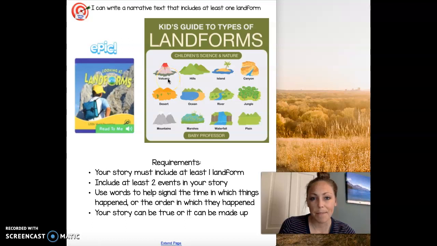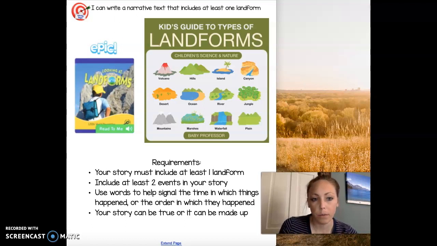Hey first graders, I'm super excited to share with you your writing project for this week. You get to write a story that includes a landform. So this week in science, you're learning about landforms. So make sure that you've already done the Nearpod for science before you start your writing, because that's really going to help with your learning.